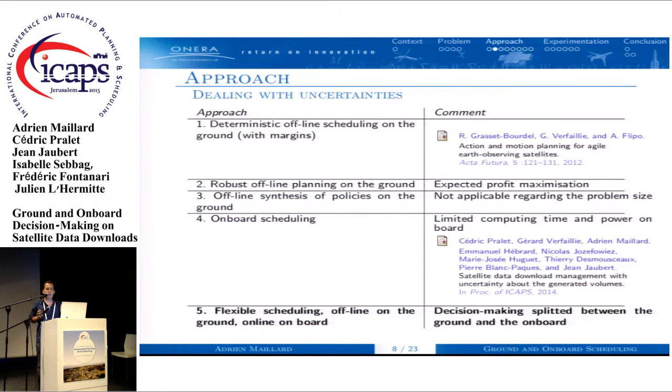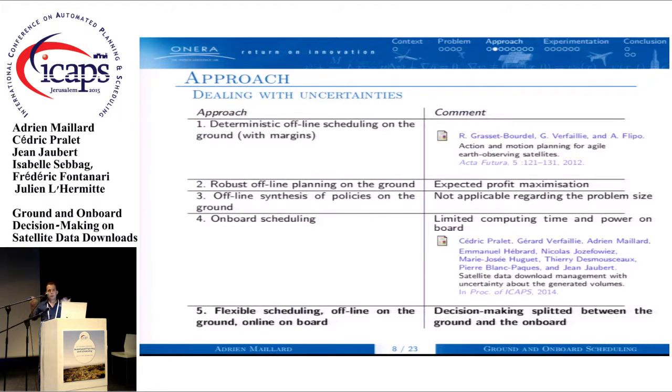You have robust offline planning on the ground. It's an approach with offline synthesis of policies, such as MDPs, for example, but it's not applicable regarding the problem size. We're talking about 5,000 plus tasks. We have the onboard scheduling approach: because all the uncertainty is on board, why not just take all the decisions on board? It has been tried, but we have limited computing time on board, and also we cannot compute the criterion on board because it's very complicated.